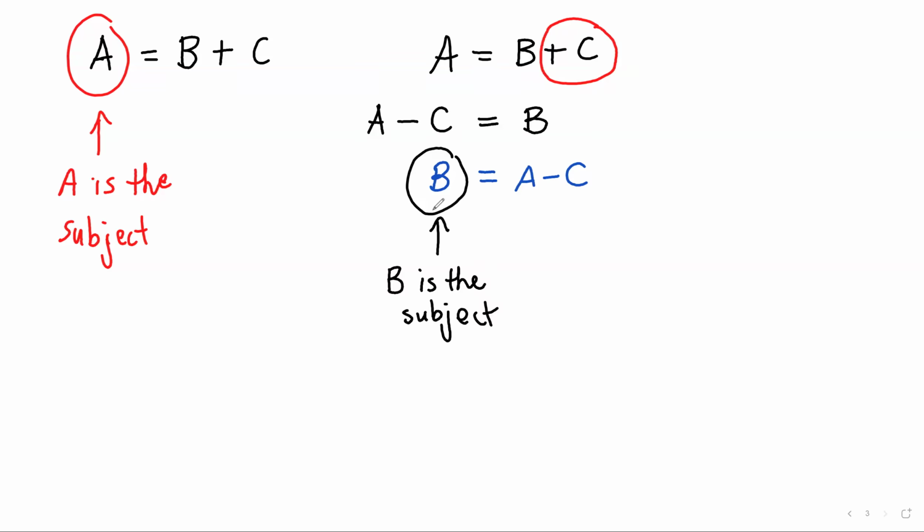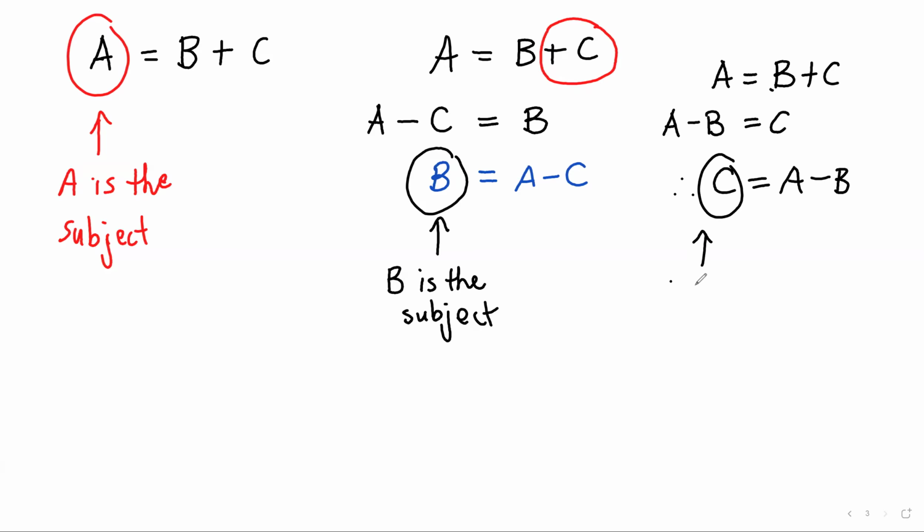And likewise, if I wanted to make C the subject of the formula, well, B plus C is the same as C plus B, right? So I want to move B to the other side of the equation, and on the right-hand side, B is being added. So I will do the opposite of addition, which is subtraction. So A minus B is equal to C. Therefore, when C is the subject of the formula, the expression would be equal to A minus B. So here, C is the subject.